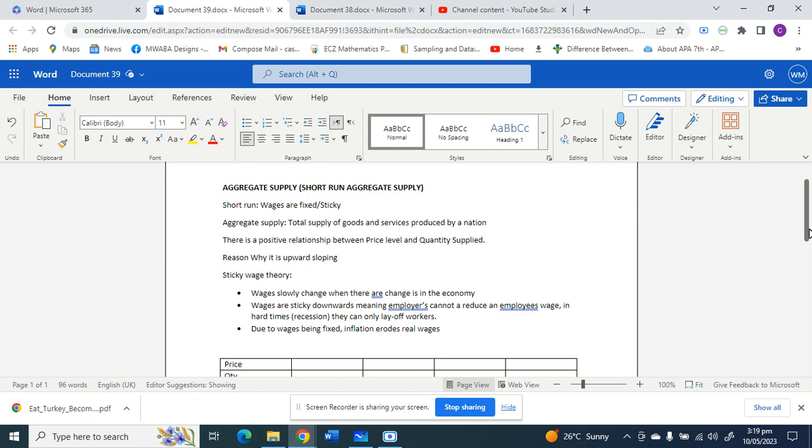You have contracts, and your contract shows how much you'll be getting paid in the next maybe 2 years, 3 years. So your wages cannot change, even though the prices of goods and services have gone up. That's what we mean by the sticky wage theory. And since wages are sticky, inflation erodes real wages.